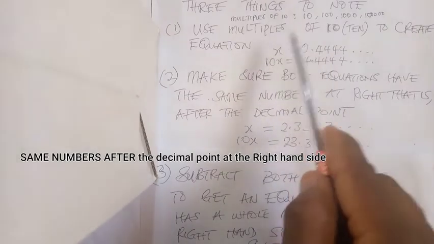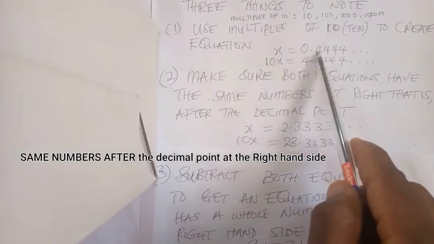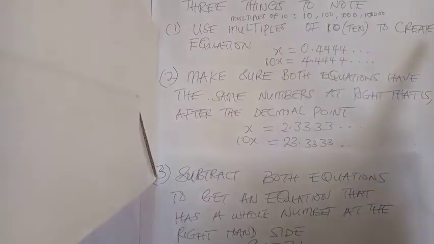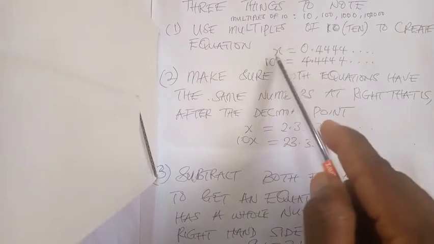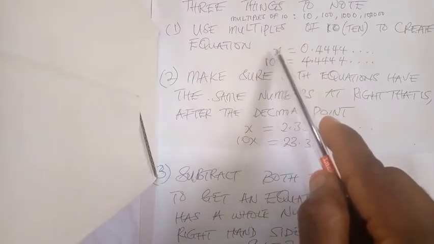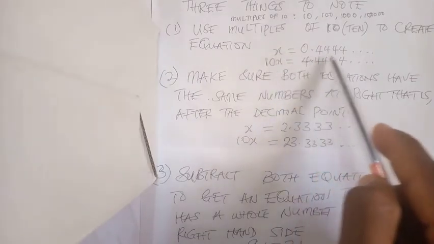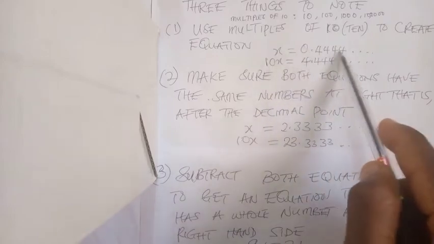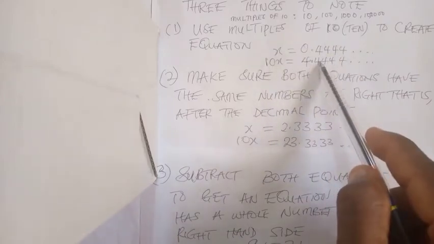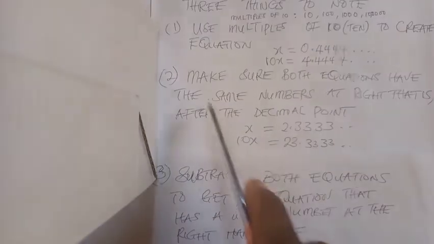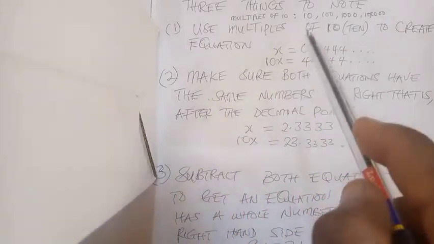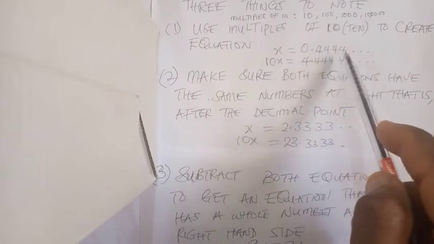In this case, the question is to convert 0.444 and so on, recurring, to a fraction. To generate the second equation, if you multiply the left hand side by 10, you have 10x. You multiply the other one by 10, you have 4.444. Observe the right hand side of the equation, which is the second point to take note of: make sure that the right hand side of the equation is the same.